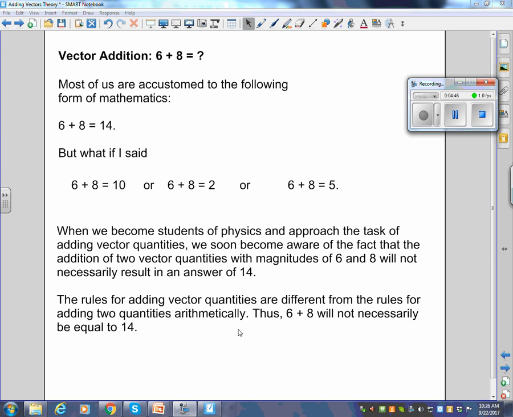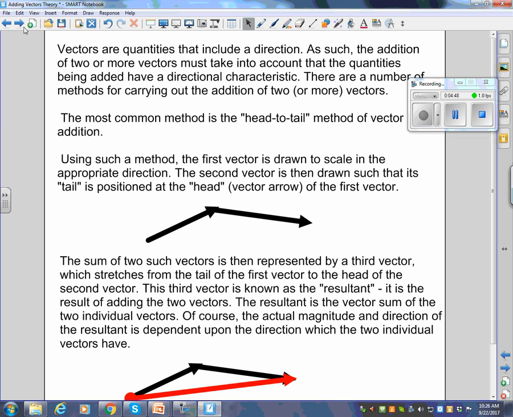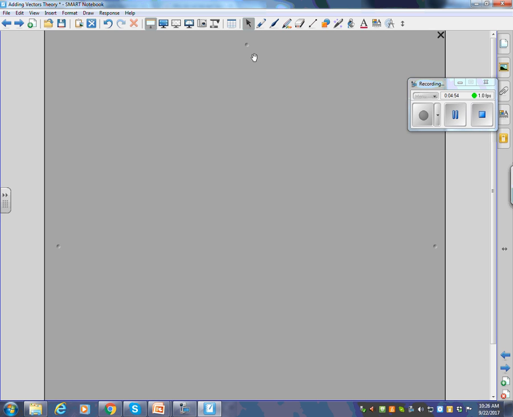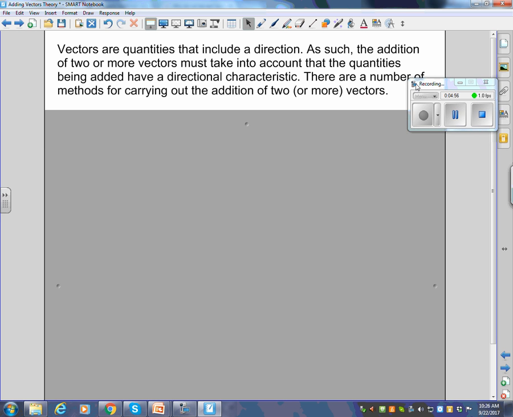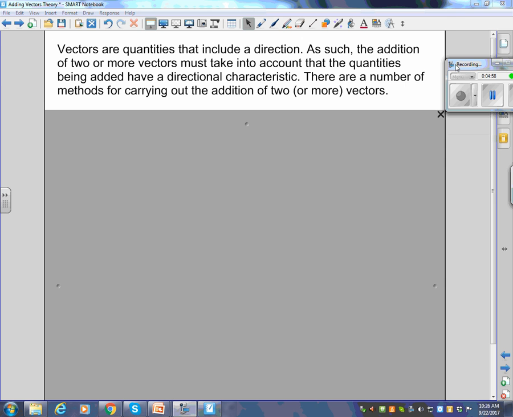Let's investigate. Vectors are quantities that include a direction. You guys have all this, right? You can follow along. You might want to highlight as we go. Vectors are quantities that include a direction. As such, the addition of two or more vectors must take into account that the quantities being added have a directional characteristic. In other words, you don't just have to add the numbers, but you also have to, and I use air quotes, add the direction. Now, how do you add the directions, Blake?